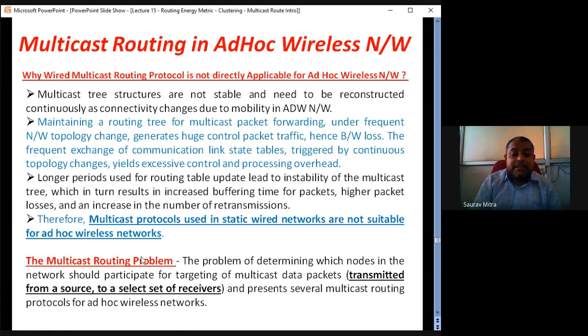The multicast routing problem is the problem of determining which nodes in the network should participate in forwarding multicast data packets. That means which nodes should be a part of data routing between transmitter and receiver is the main challenge in the case of multicast routing protocols, and there are several multicast routing protocols for ad hoc wireless network. So the main issue is which nodes will be a part of the ad hoc network routing protocol, and which nodes might not be a part of it.